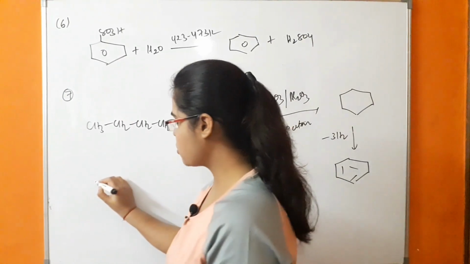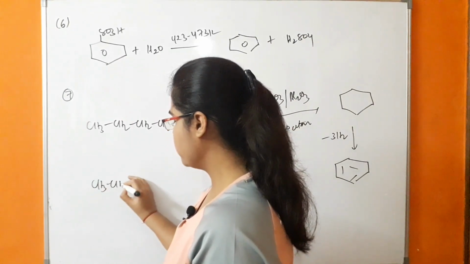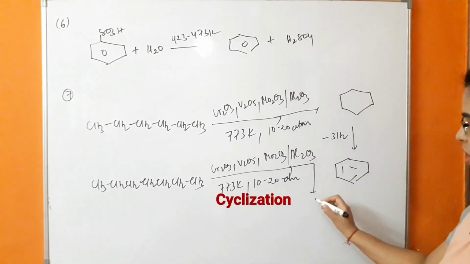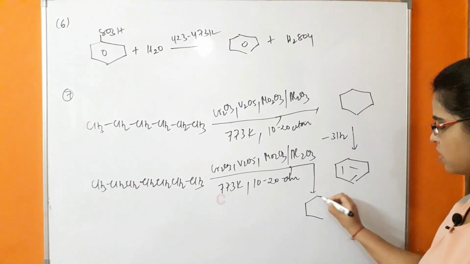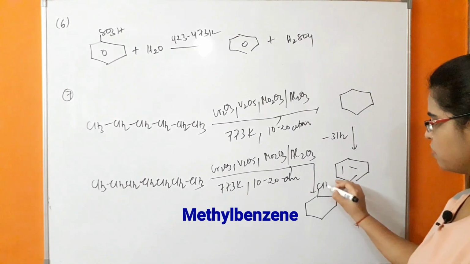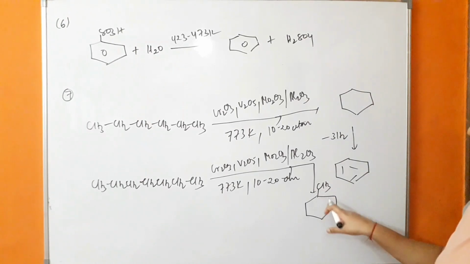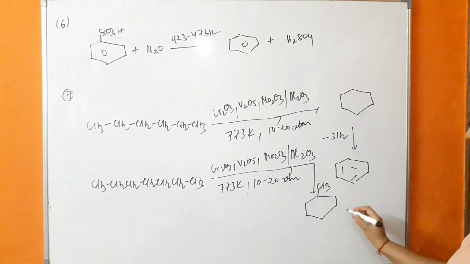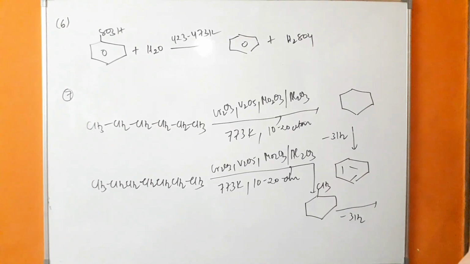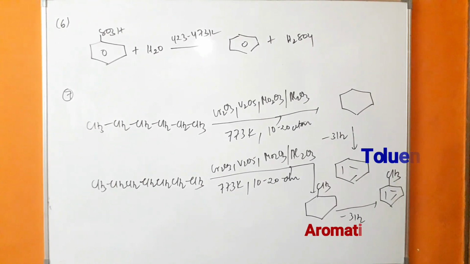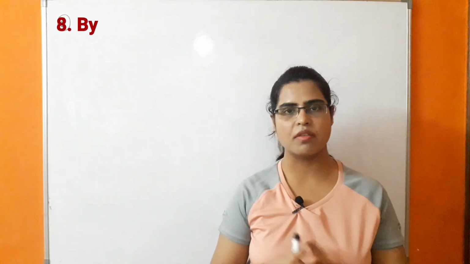Next, for the formation of toluene, the chain is N-heptane. So what is happening in this case? First of all, there will be cyclization. So this is methyl cyclohexane. Further, from this methyl cyclohexane there will be removal of 3 moles of hydrogen. So there is formation of toluene. This is toluene.